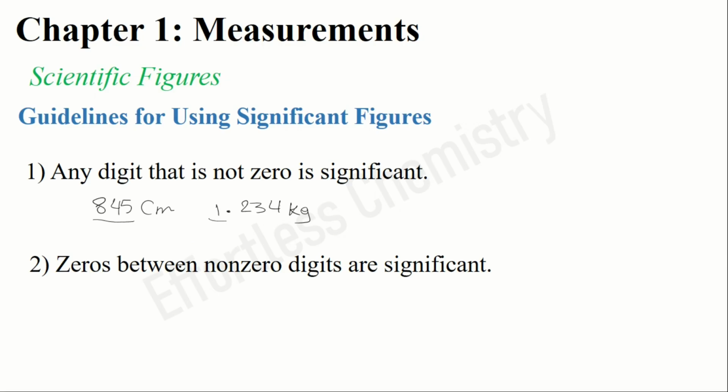Rule number 2: zeros between non-zero digits are significant. Thus, when we have 606 meters, it contains 3 significant figures, or for example 40.501 kilograms. It contains 5 significant figures: 1, 2, 3, 4, 5.